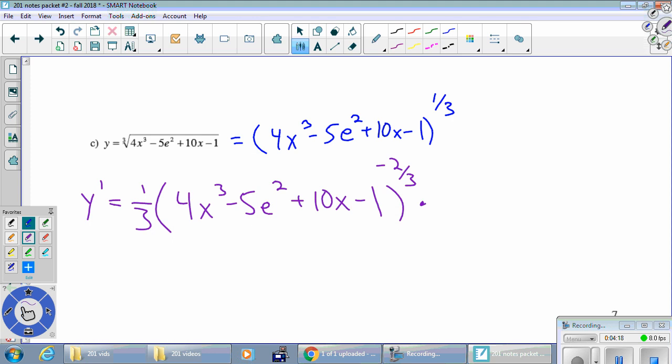And then over here, the chain rule says, okay, you're not done. You got to pay for it. It wasn't just x. You have to multiply by the derivative of what you were kind of pretending was x. So the derivative of that stuff in this case, 4x to the 3rd, that becomes 12x squared.